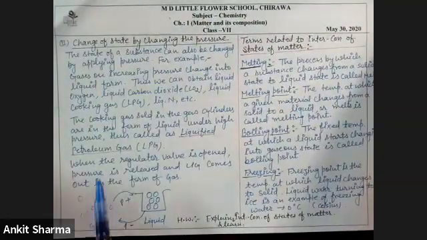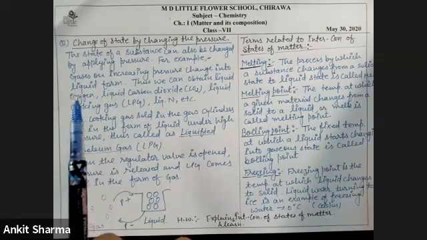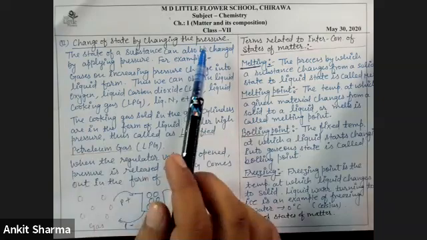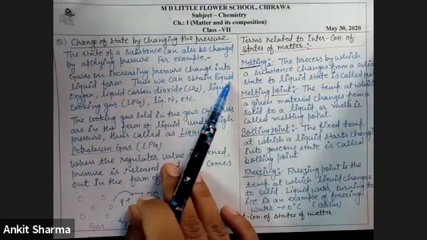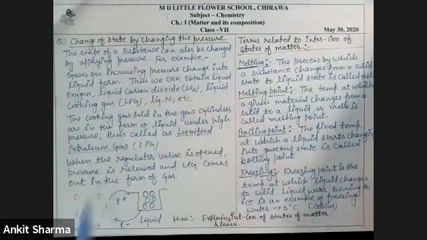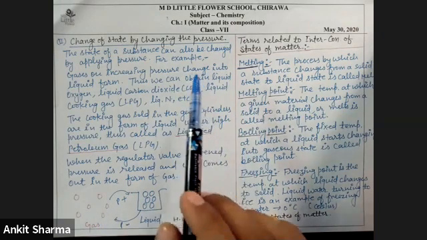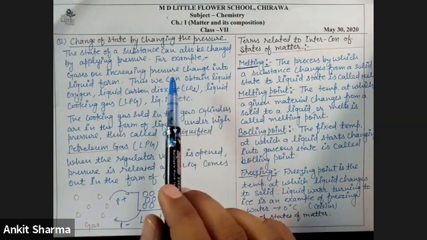In the previous class, we started from the second point: interconversion of states of matter using pressure. So how can we change the state of matter using pressure? As we discussed, if we apply pressure on gases, then the particles come closer to each other and convert into liquid state. And when that pressure is released, the particles will come again into gaseous state. So that is the second point of change of states of matter.